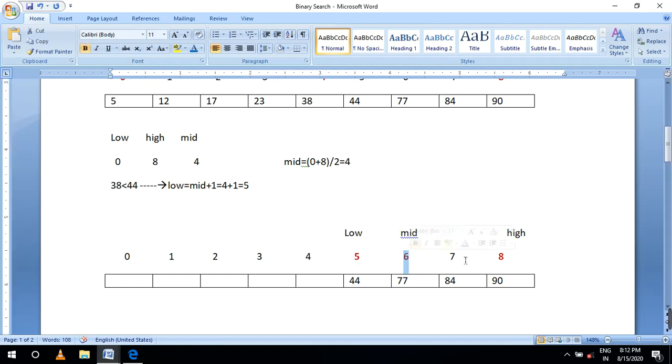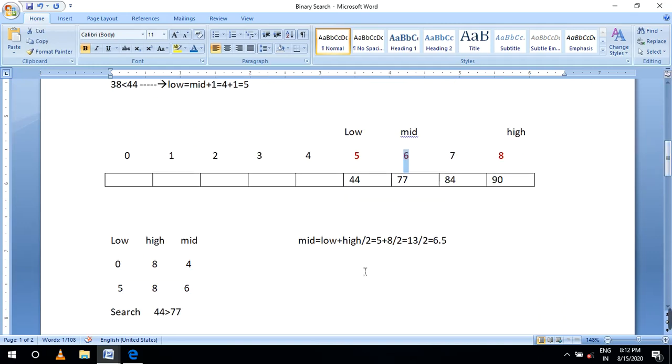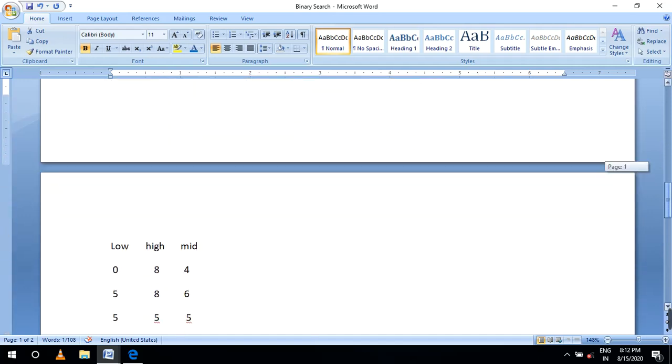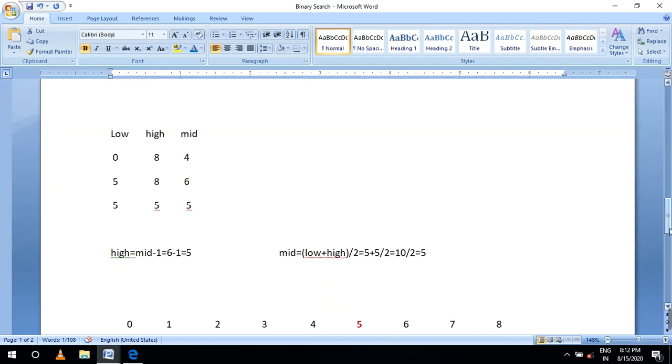Then how will you calculate the mid value? Mid equals (low plus high) divided by 2, equals (5 plus 8) divided by 2, 13 divided by 2, which is 6.5. So you have to take 6. So low and mid will be changed. Now the searching element is 44, but the mid value is greater than 44. So the high value will change, compared with the searching element. High equals mid minus 1, equals 6 minus 1, equals 5.